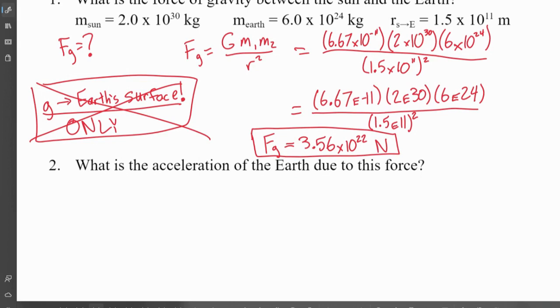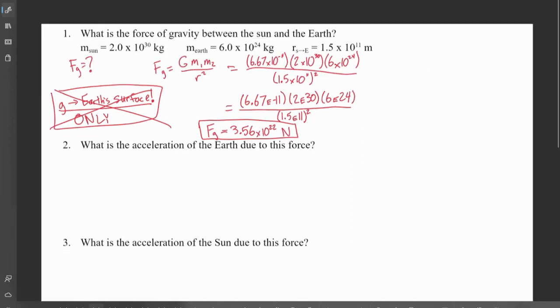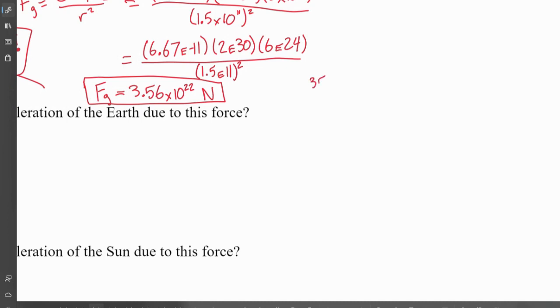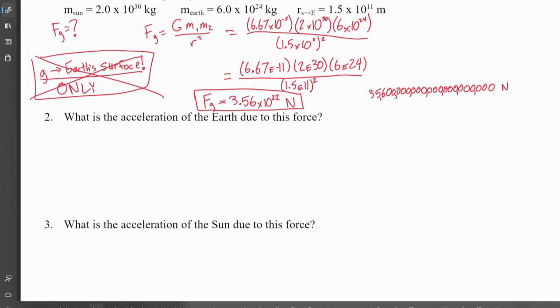That's a lot of apples, right? 3.56 times 10 to the 22nd. What that number actually is, that is 3 and then 1, 2, 3, 4, 5, 6, 7, 8, 9, 10, 11, 12, 13, 14, 15, 16, 17, 18, 19, 20, 21, 22 zeros. That is that many newtons. So million, billion, trillion, quadrillion, quintillion, sextillion, 35 sextillion newtons. A lot of newtons. All right. So that's the force between the Earth and the Sun.